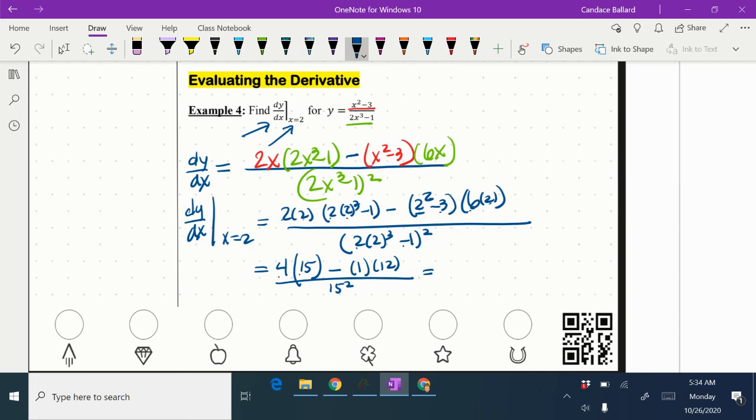And then let's see, 4 times 15 is going to be 60. And then minus 12 over 15 squared, which is 225. And then 60 minus 12 would be 50, no, not 50, 48. 48 over 225 is what we would get for our final answer.